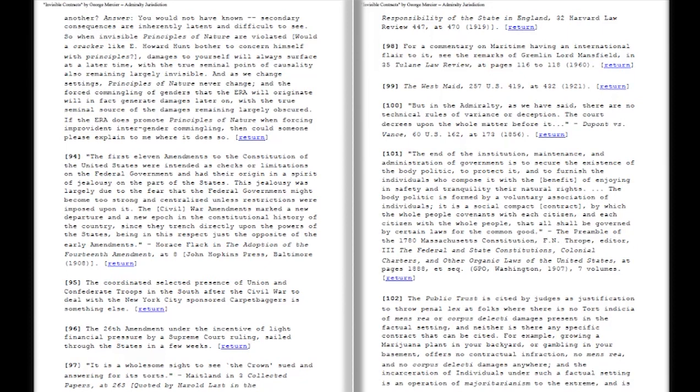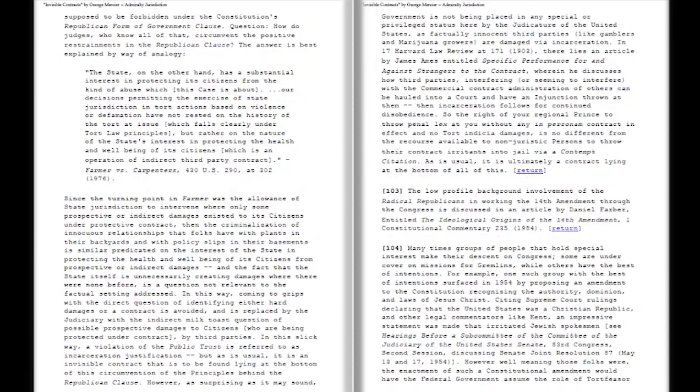Return. 102. The public trust is cited by judges as justification to throw penal law at folks where there is no tort indicia of mens rea or corpus delicti damages present in the factual setting, and neither is there any specific contract that can be cited. For example, growing a marijuana plant in your backyard, or gambling in your basement, offers no contractual infraction, no mens rea, and no corpus delicti damages anywhere, and the incarceration of individuals under such a factual setting is an operation of majoritarianism to the extreme, and is supposed to be forbidden under the Constitution's Republican form of government clause.